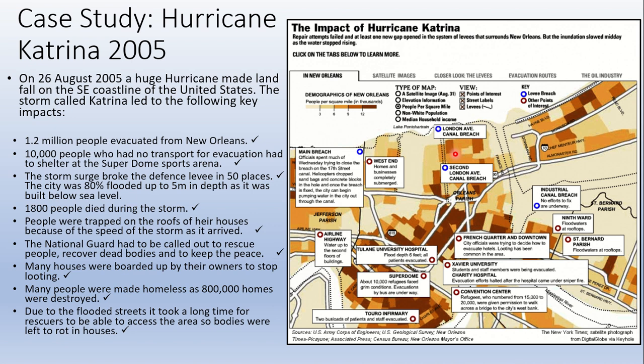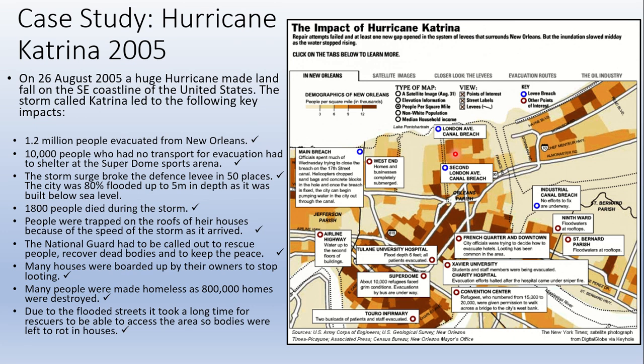Loads of houses were boarded up. You'll have seen that in your lessons, and that was to stop looting, because there were big problems with so many people having evacuated the city that some of the people who stayed behind actually then decided to loot people's homes and businesses. And that in itself is an impact of the hurricane.